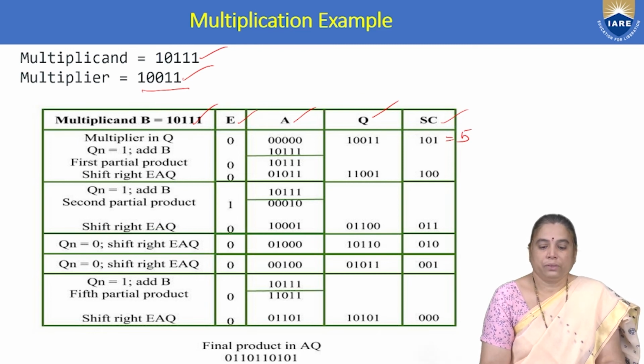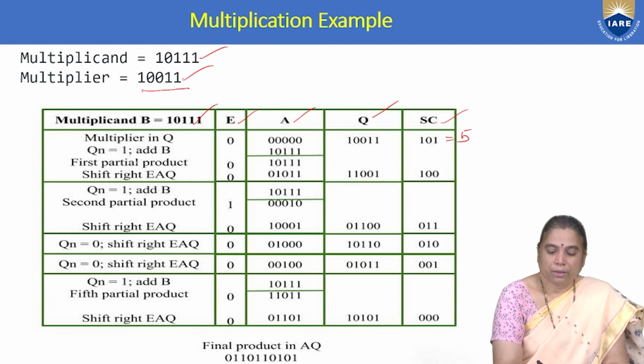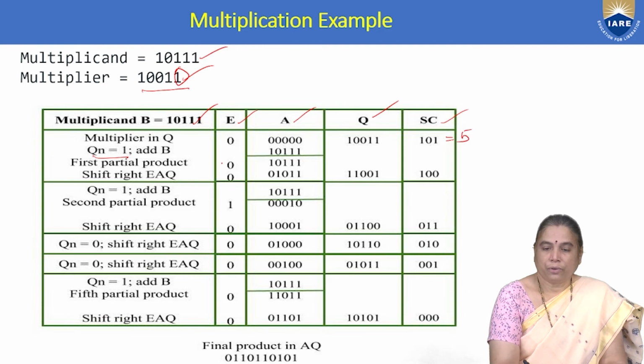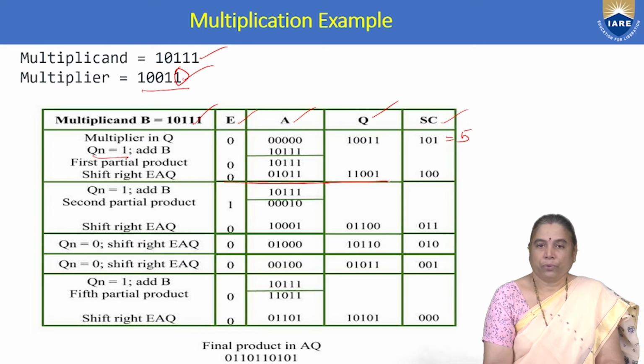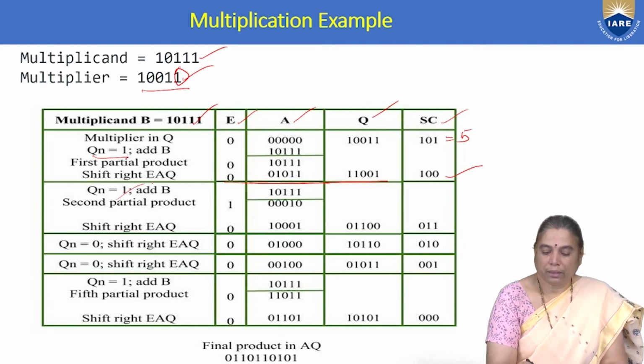How many digits are there in the multiplier? And checking here the Qn value, it is 1. So addition with the multiplicand can be performed here. After that, the shift right operation can be applied on EAQ. Then decrementing the sequence counter. Next, the Qn bit can be considered and it is 1.